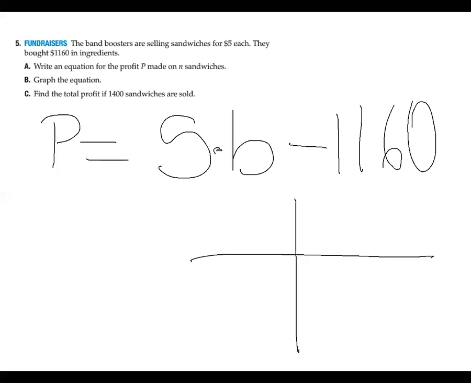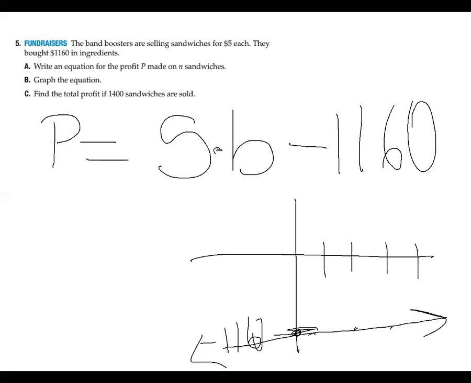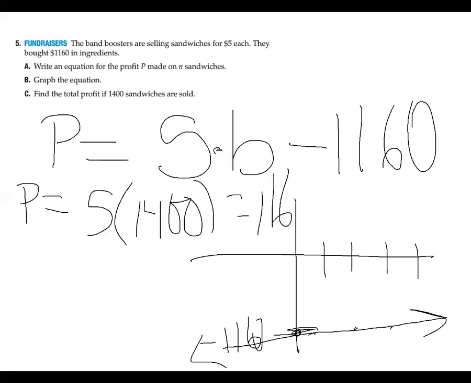If you were to graph it, you'd have to go all the way down to negative 1,160, put a point, and then go up 5 over 1, up 5 over 1, and so on, and you would have a line like this. Find the total profit if 1,400 sandwiches are sold. Remember, B represents the number of sandwiches the band sells, so you would have P equals 5 times 1,400 minus 1,160.